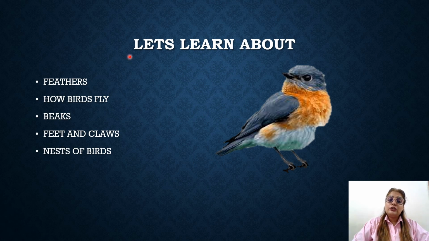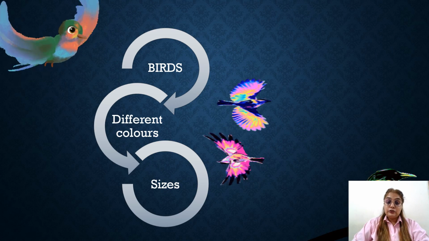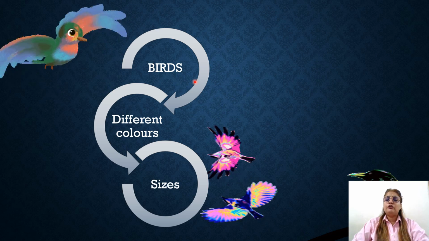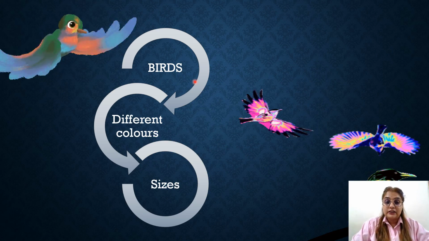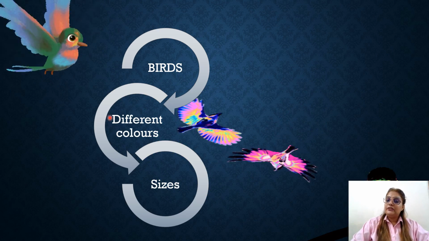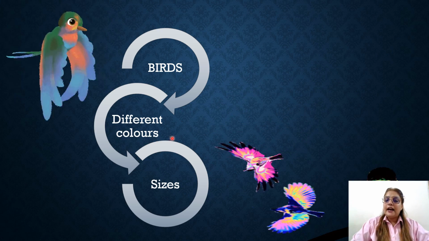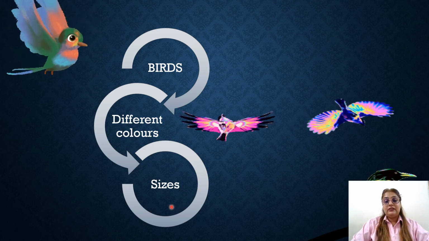So, in this whole chapter, we're going to learn about the feathers of the bird, how birds fly, their beaks, their feet and claws, and nest of the birds. So, you're ready? So, we have seen that there are so many birds in the whole world, and all the birds are of different color and of different sizes.